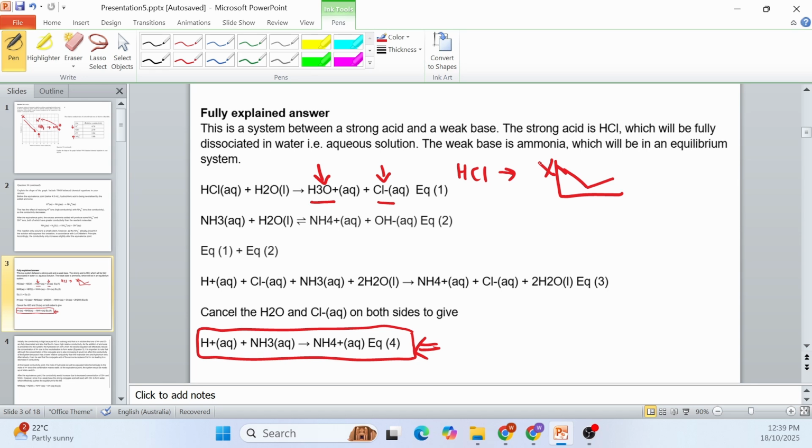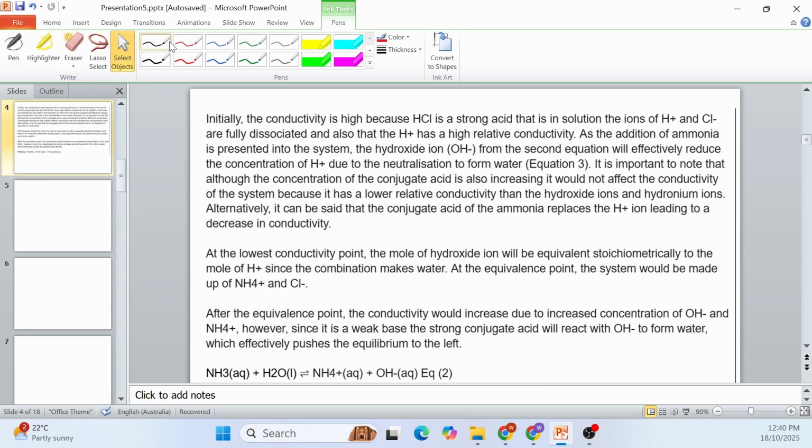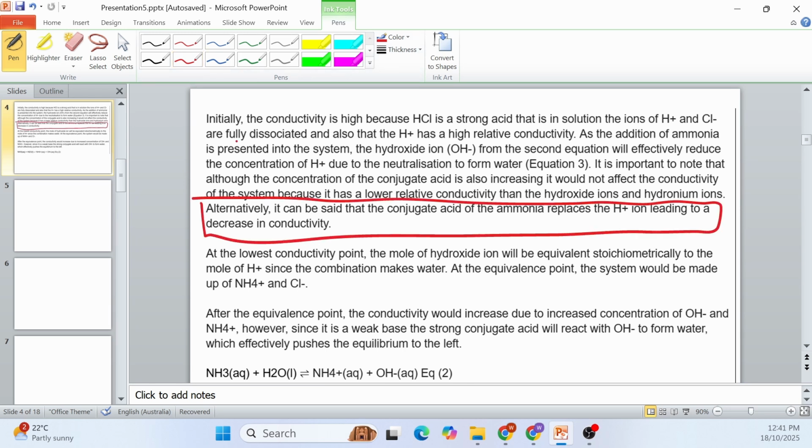When the weak base is added to hydrochloric acid, ammonia with water goes to conjugate acid and conjugate base. Equation 2 is added to equation 1. Equation 3. We see chloride ion and 2H2O occur on both sides. We can rightfully cancel them out. Equation 4 is derived. So according to HSC, the reason why conductivity decreases, it can be said that the conjugate acid of the ammonia replaces H plus ion, leading to a decrease in conductivity.